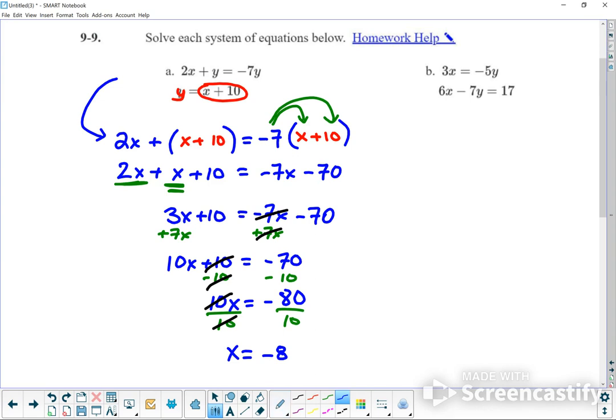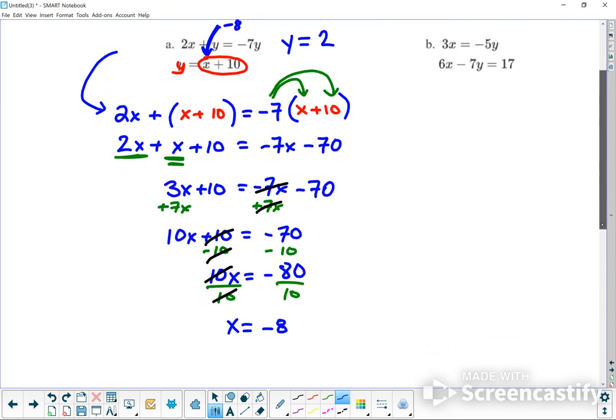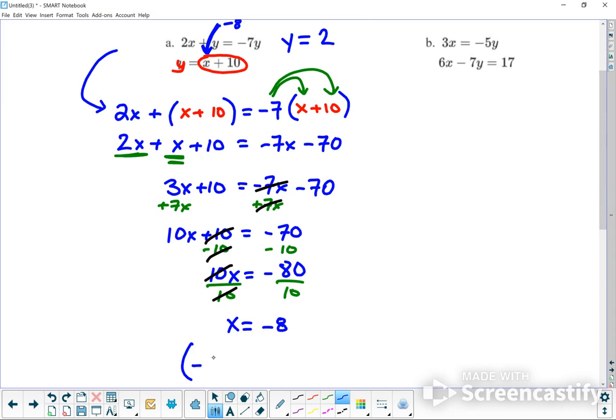Now, once we get x is negative 8, we're going to go ahead and put that in place of the x right there. That x, negative 8. So y is equal to negative 8 plus 10. Right? And negative 8 plus 10 would be negative 2. Actually, positive 2. So what we get there is y equals positive 2. So your answer, negative 8, positive 2. Okay.